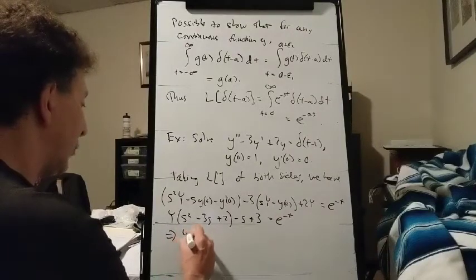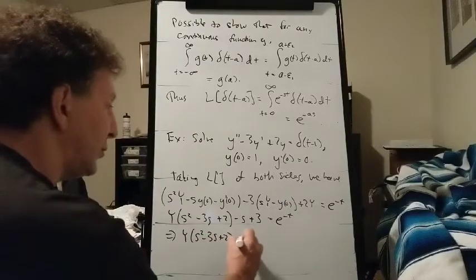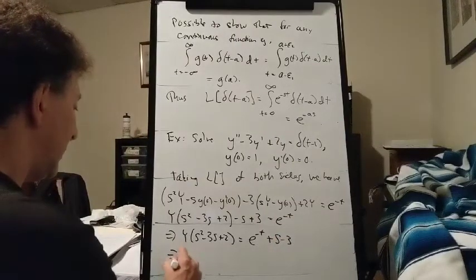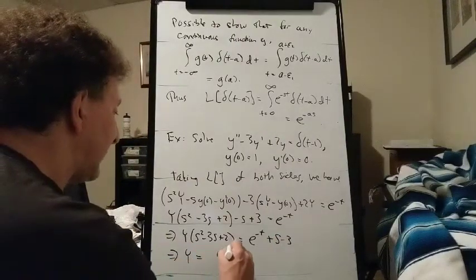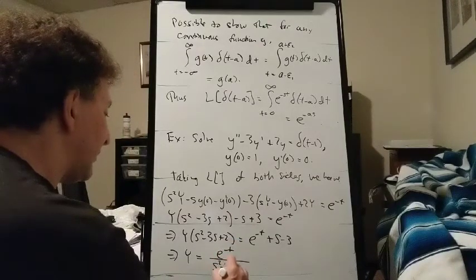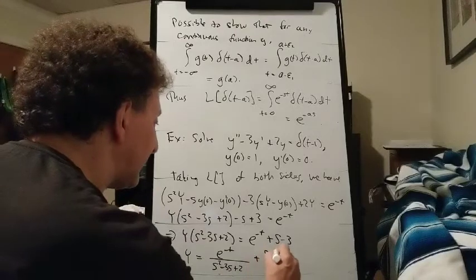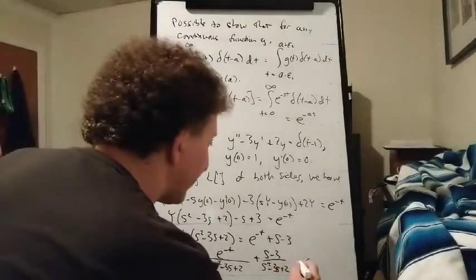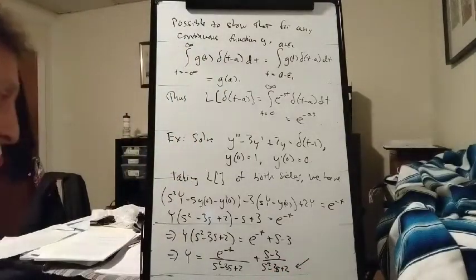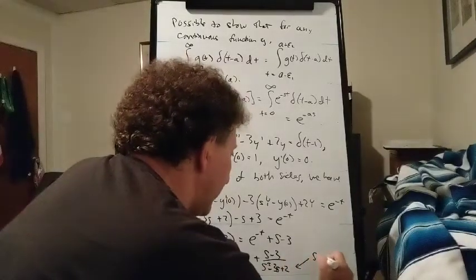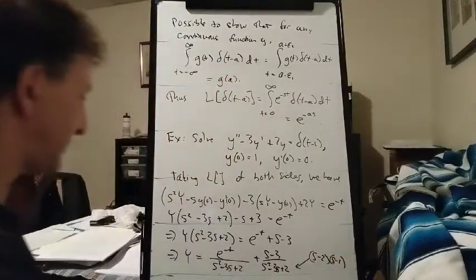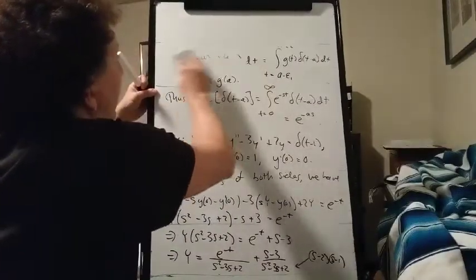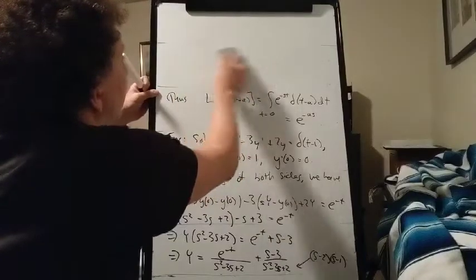So that means y times s squared minus 3s plus 2 equals e to the negative t plus s minus 3, which means that y equals e to the negative t over s squared minus 3s plus 2 plus s minus 3 over s squared minus 3s plus 2. Now that polynomial in the denominator is s minus 2 times s minus 1. So writing the partial fractions should be pretty easy.